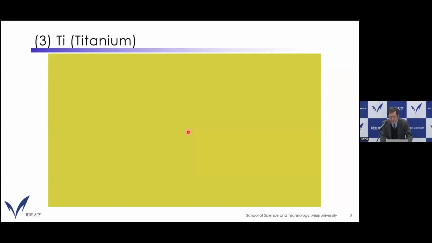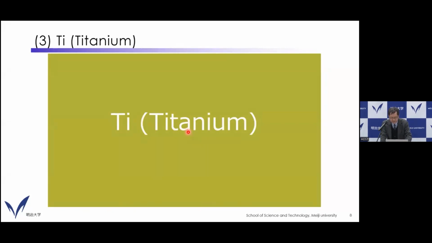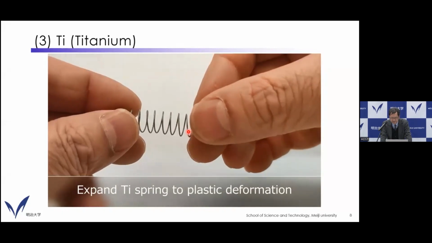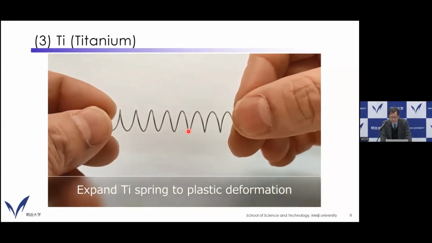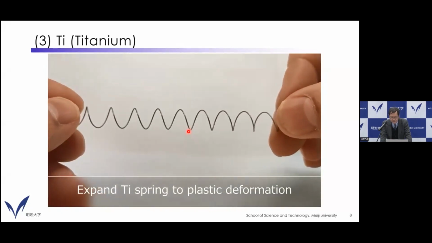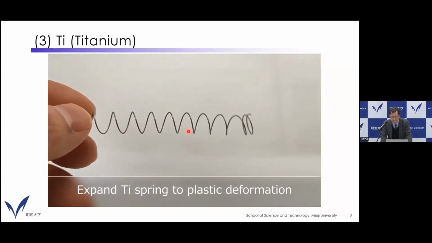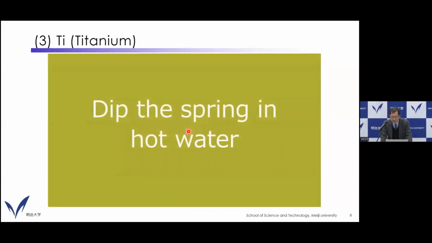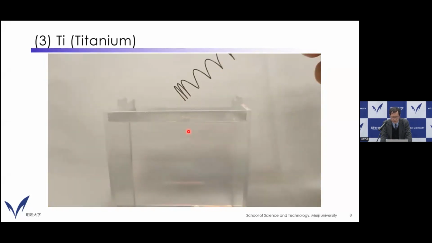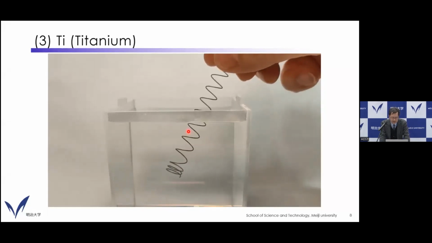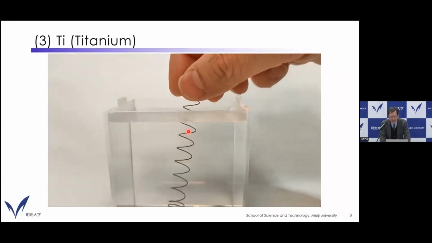The third specimen is a spring made of titanium. I expand it until plastic deformation. You can see the residual elongation. I dip it in the hot water too. And it does not show shape recovery either.